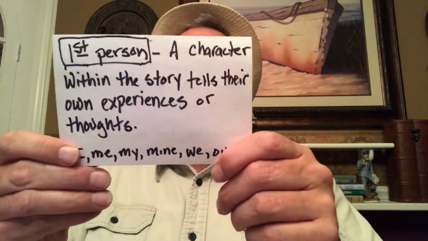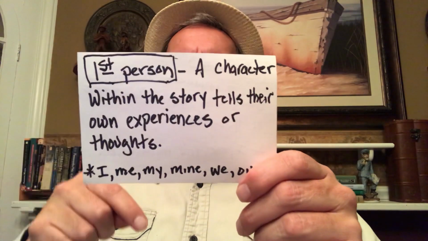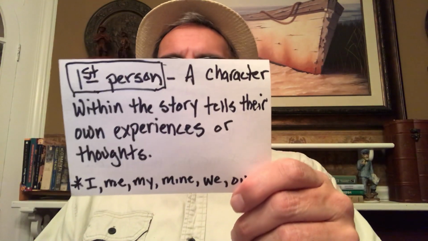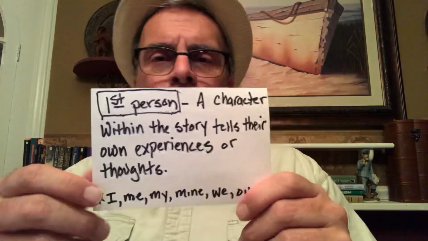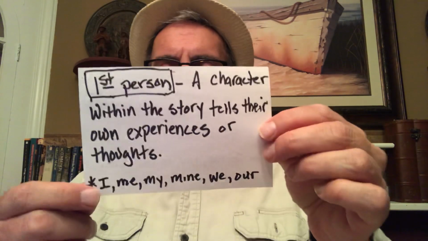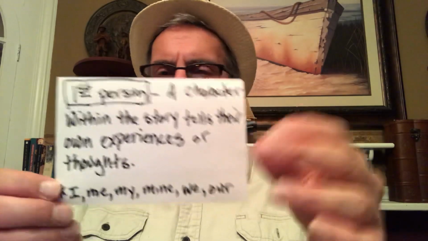First person point of view: a character within the story tells of his or her own experiences and thoughts. So an actual character in the story is telling us their story. And you know that because of these pronouns, words like I and me and my and mine and we and our. I went down to the fishing hole and I went swimming with my best friend. Well, we can tell right away that's first person point of view because that character is telling us what they did. So that's first person. Easy enough. You look for these pronouns.